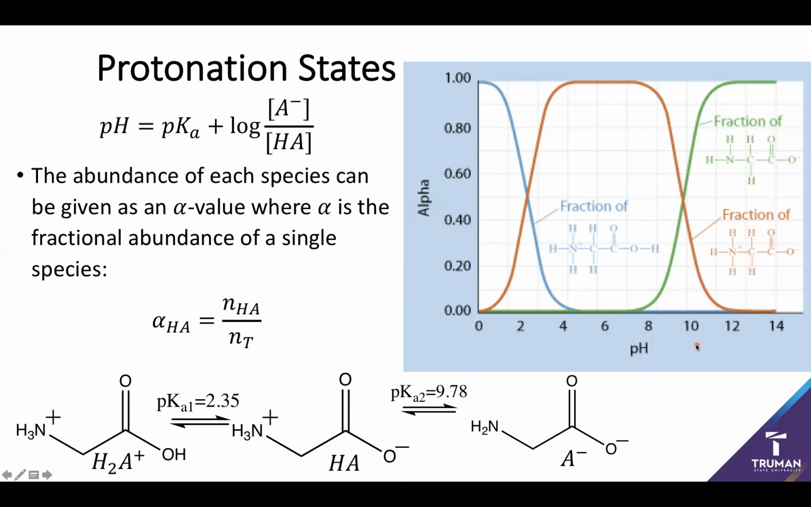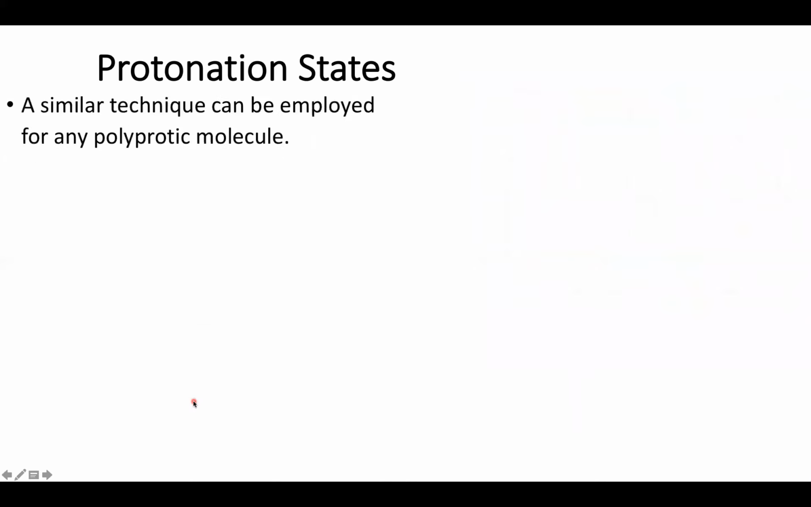And so if you try to look at a polyprotic species and figure out what sort of activity is happening, one of the first things you need to do is construct an alpha plot to figure out which one of these molecules is most likely to be present. And it's worth noting that this doesn't just apply to amino acids. This can be applied for any polyprotic molecule.